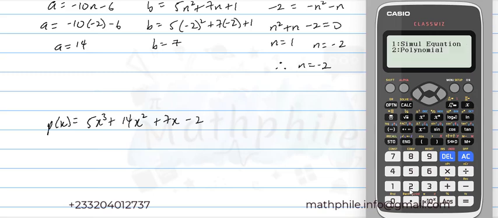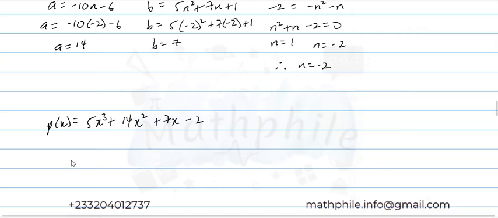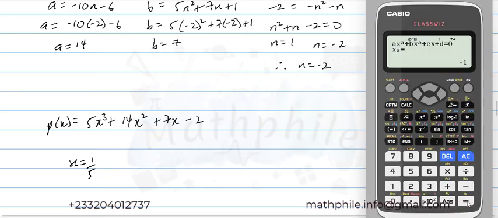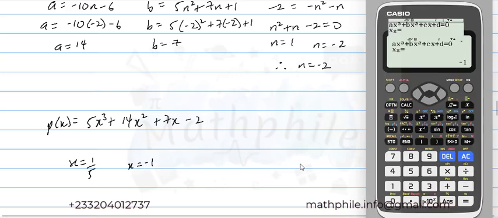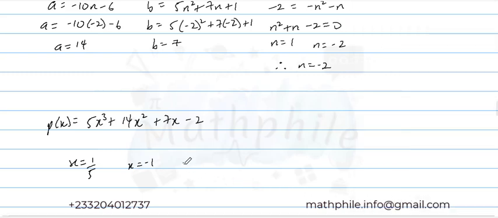So an equation, polynomial, degree of 3. So we go 5, 14, 7, and negative 2. So we've got the first answer to be x equals 1 over 5, and the next answer to be x equals negative 1. Then we've got the next one to be x equals negative 2.